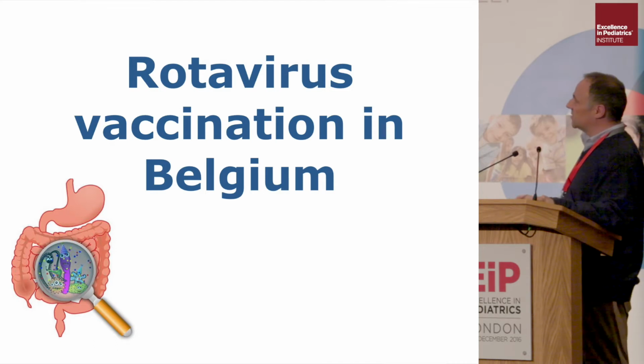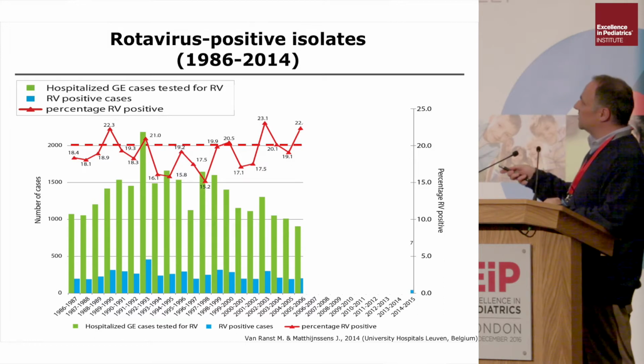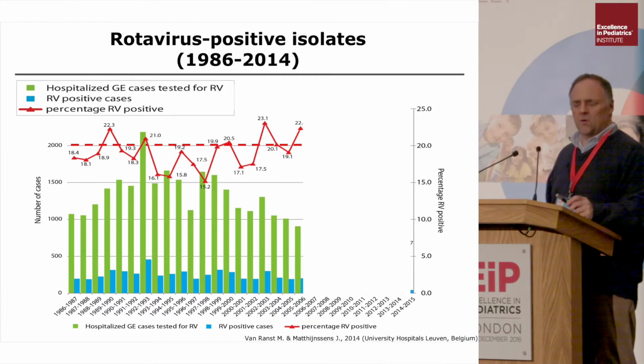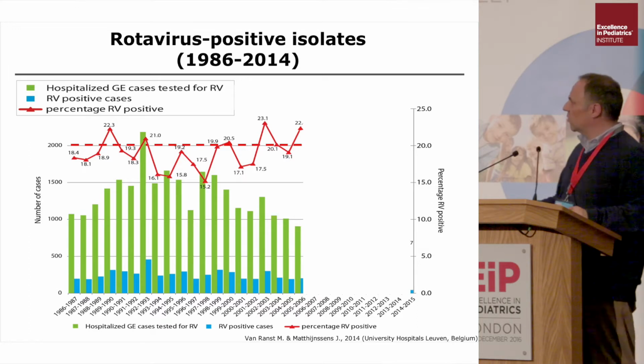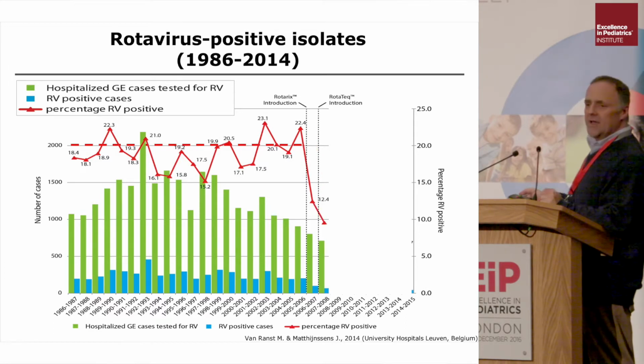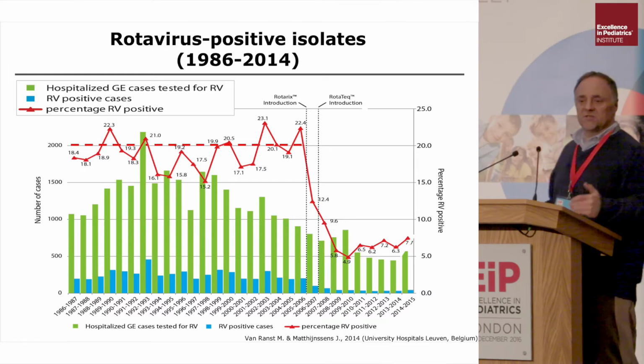We looked at rotavirus vaccination in Belgium, and this was the situation pre-vaccination. Pre-vaccination in our laboratory in Leuven, about 20% every year of the gastroenteritis cases were positive for rotaviruses. And then started vaccination, first with the introduction in 2006 of ROTARIX, and then in 2007 ROTATEQ, and the number of cases of rotaviruses went down, and the percentage of positive isolates or positive identifications of rotaviruses stabilized around 6-7%.